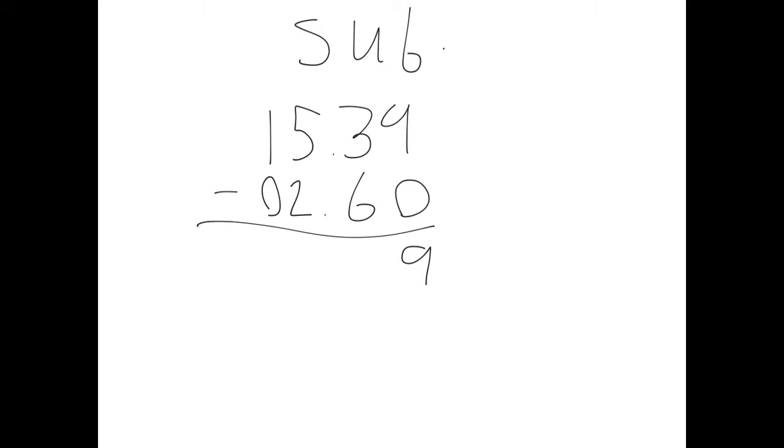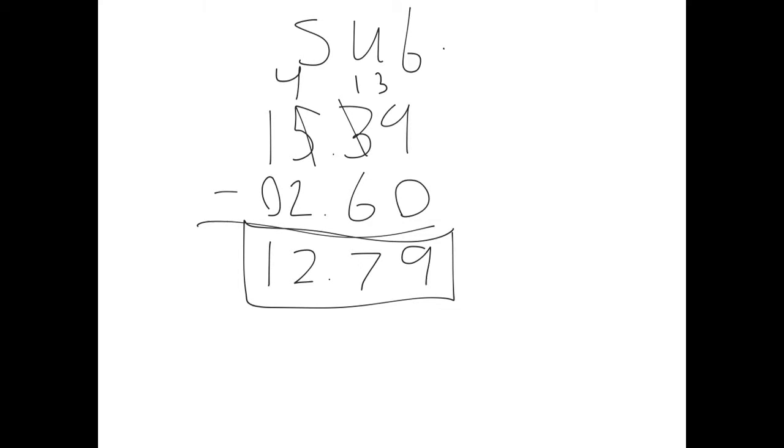And then 9 minus 0 is 9. Then 3 minus 6 can't do it, so make that 13 to borrow and make the 5 a 4. So 13 minus 6, 7. Bring down the decimal. And then 4 minus 2 is 2, and 1 minus 0 is 1. So there's your answer right there, 12 and 79/100ths.